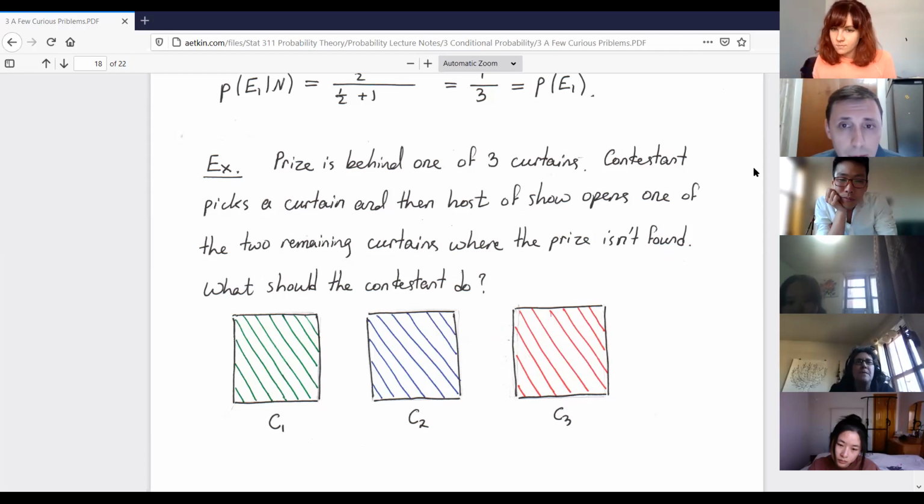P can be equal to 0. Yes, Nishar, P can be equal to 0 in the previous question. Good?